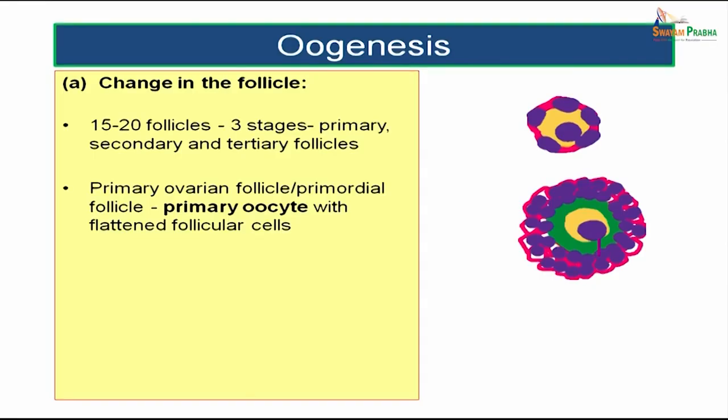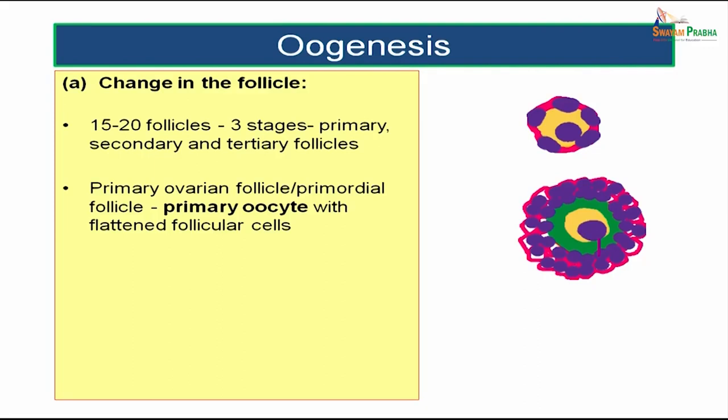And which are the stages through which these follicles will be passing? There will be the formation of primary follicle, secondary follicle, and tertiary follicle, which ultimately will mature to form the largest graafian follicle, which will rupture in order to release the oocyte. So let's see what you mean by a primary ovarian follicle or primordial follicle.